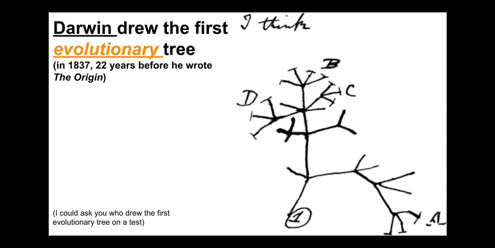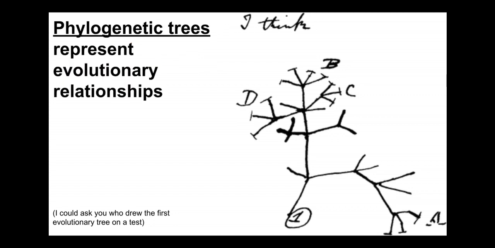Darwin drew the first actual evolutionary tree. You should always know that Darwin not only was the first real evolutionary biologist, but drew the first evolutionary tree. We reserve the term phylogenetic tree for trees that represent evolutionary relationships.